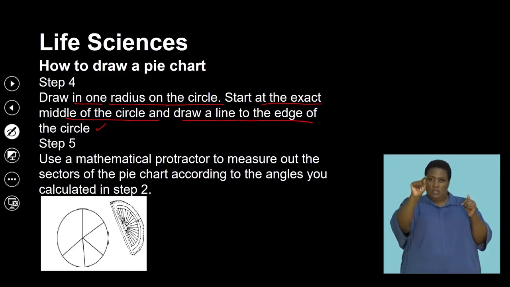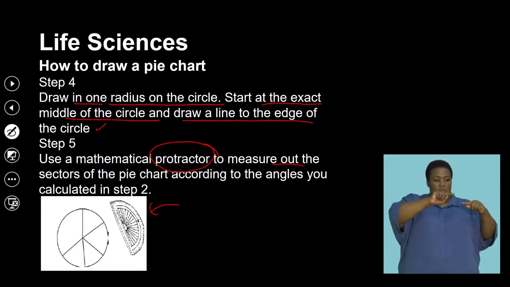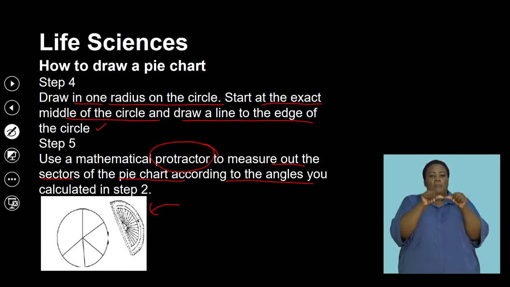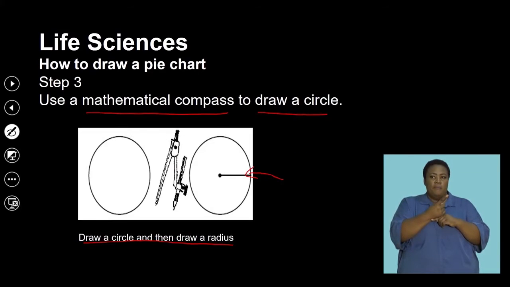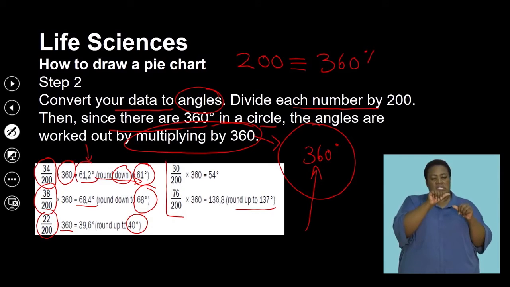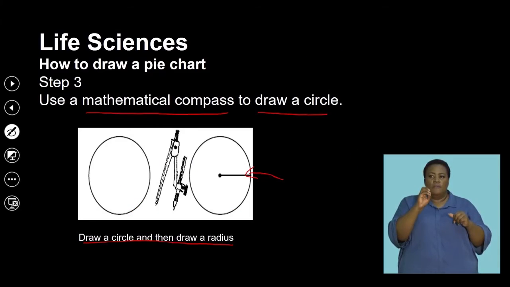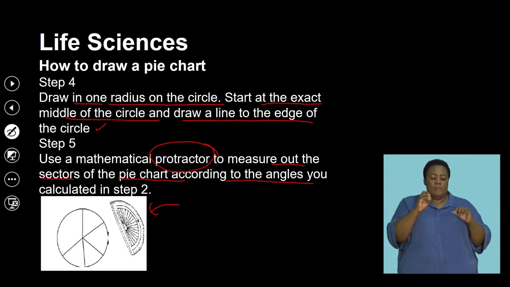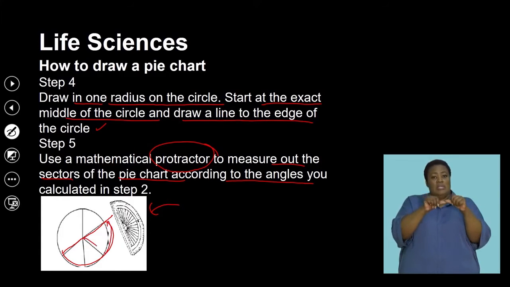The next step would be using the protractor, and you need to have one, as I've illustrated here. Measure out the sectors of the pie chart according to the angles you calculated. So the first would be placing your protractor on this. I'm going to go back to the value on the previous slide. We had to measure 61.2 degrees, or in this case 61 degrees. You would then take your protractor and place it on this line, and you would measure out 61 degrees at that segment there.